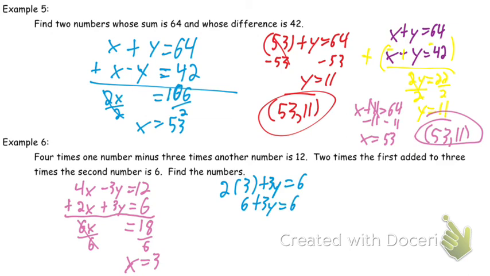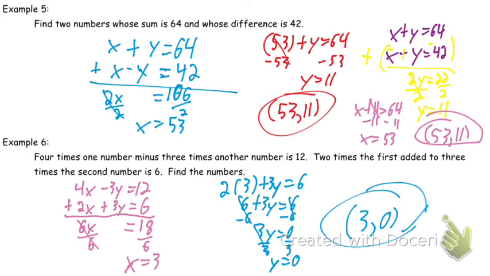What do we do now? Minus 6. Very good. 3y equals 0. Divide by 3. What's 0 divided by 3? 0. Very good. How do I write my answer? 3, 0. Very good. x, y, alphabetical. That's surprising. So the numbers are 3 and 0. Okay? Yes, Lainey. So I still have a question.